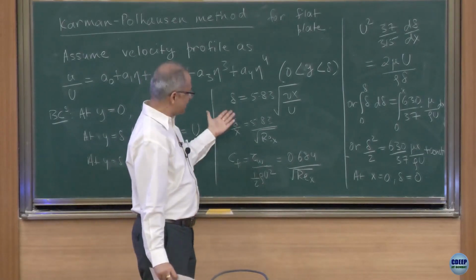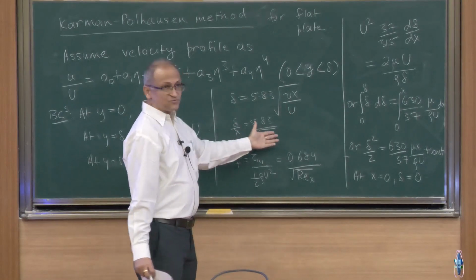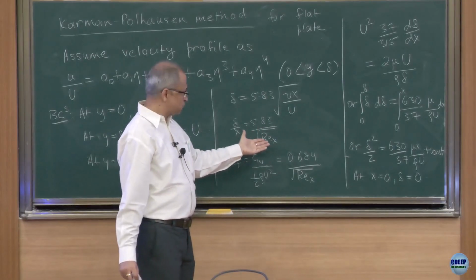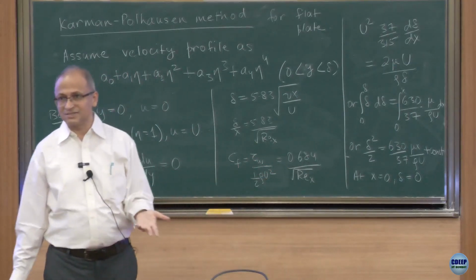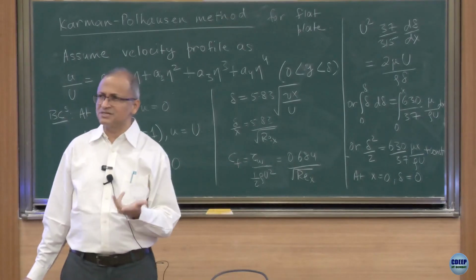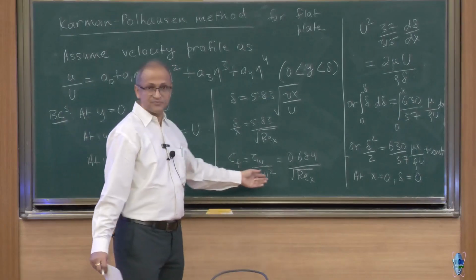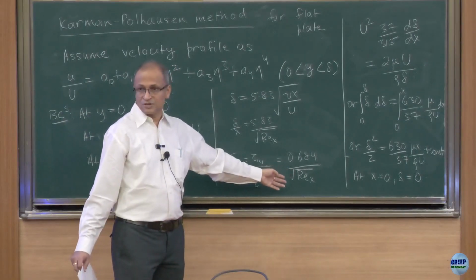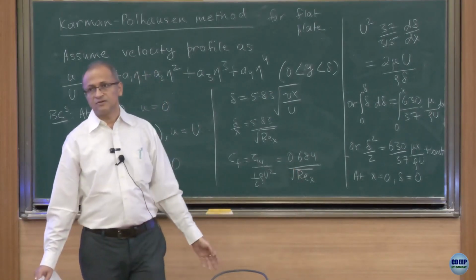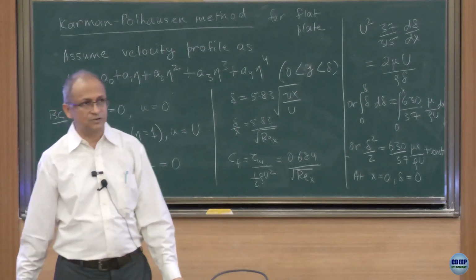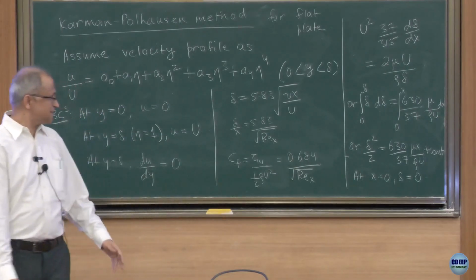You find that the variation of delta varying as square root of x still comes out. The boundary layer thickness is now increasing as 5.83 upon square root of x. Earlier, you were getting it as 4.96, so the percentage difference is maybe 15% or so. And if you look at Cf, earlier it was 0.664, now we have 0.684. So you can see that this is not bad at all. That's the bottom line.